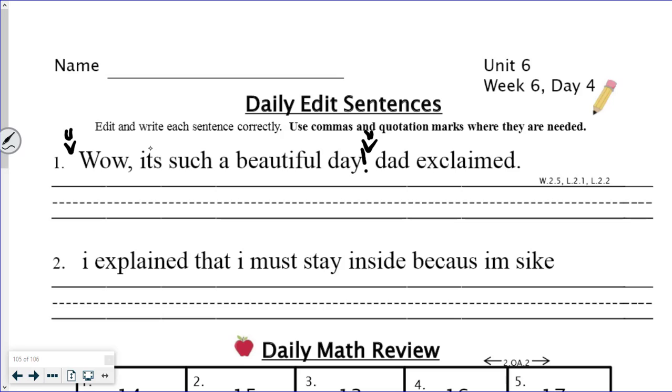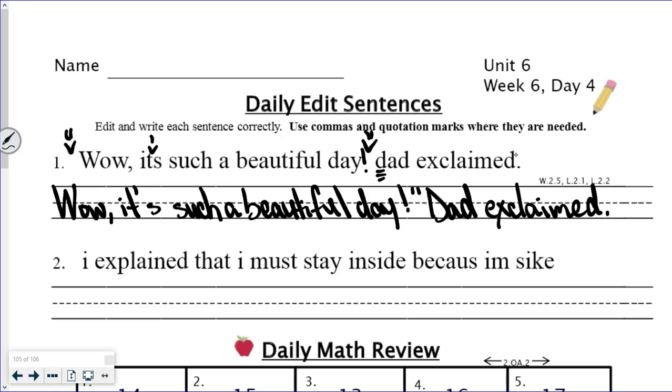It's is a contraction for it plus is, so we're going to put an apostrophe. Sorry, I misspoke. Over here, we're going to capitalize Dad, because it's right after the quotation. Exclaimed looks good, and then we have a period. Let's rewrite it nice and neat on the line. All right, number 1 looks good.